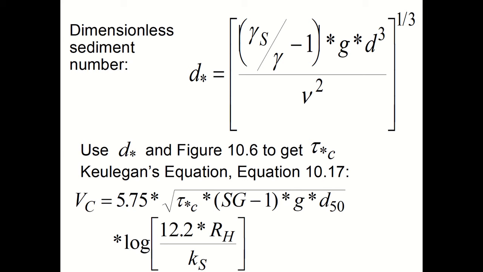Figure 10.6 is similar to one of those Shields diagrams which I showed you earlier. After you get the critical dimensionless shear stress, you use Couligon's equation, which is given below, to calculate the critical velocity for stable channel walls and bottom.